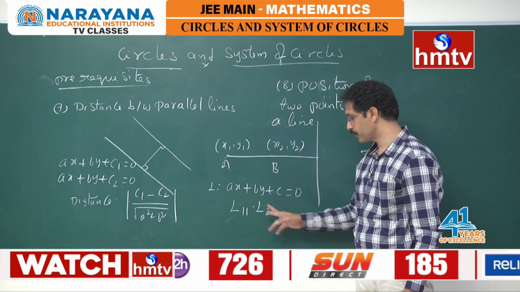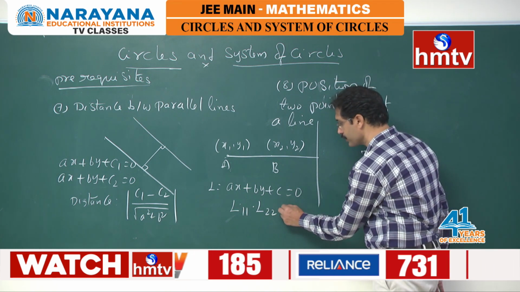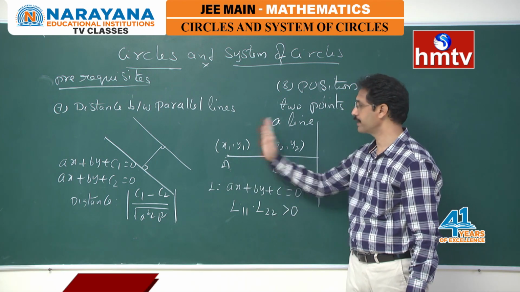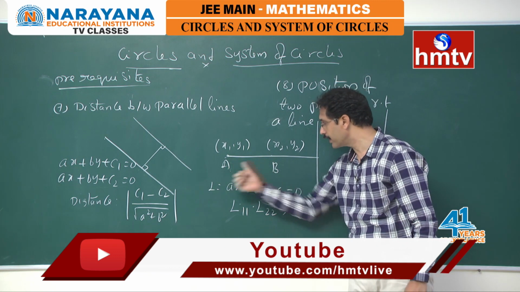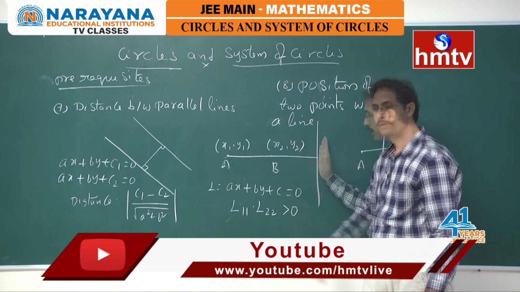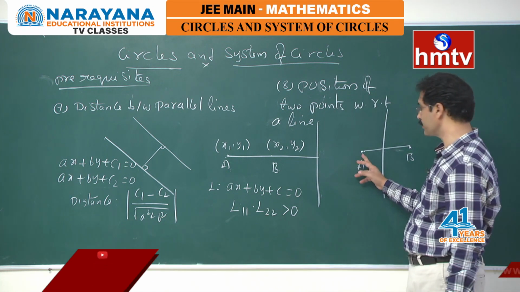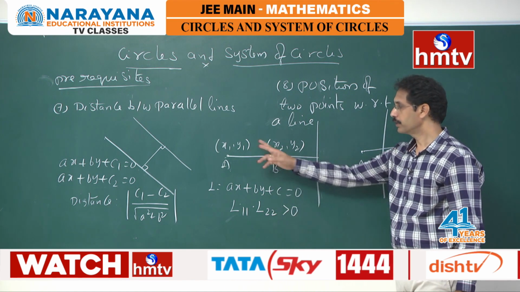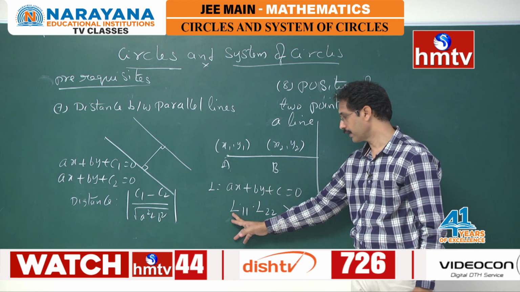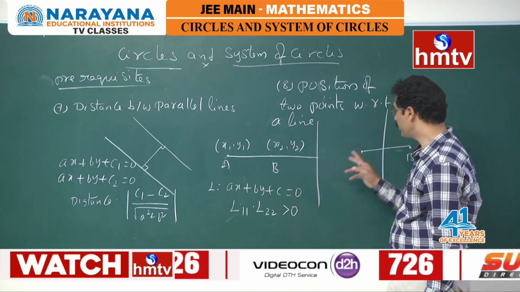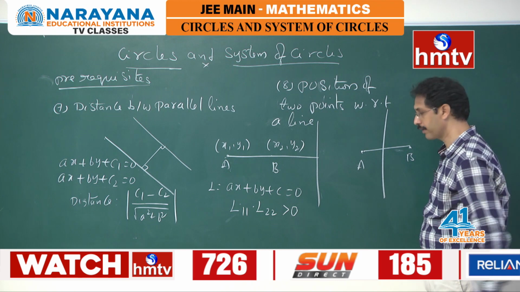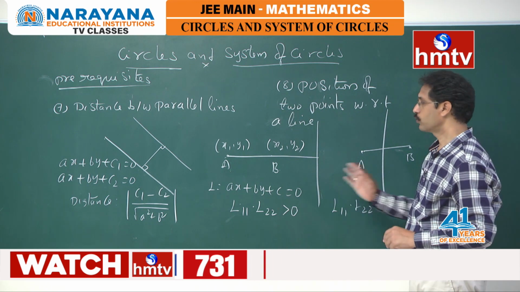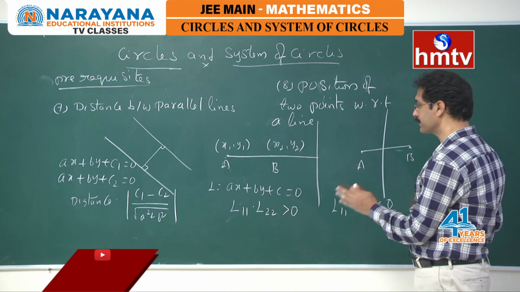Now, if L11 into L22 is greater than 0, then these 2 points A and B lie on the same side of the straight line. Again, if L11 into L22 is less than 0, then these 2 points lie on opposite sides of the straight line. So, if 2 points lie on the same side, remember L11 into L22 is greater than 0. If 2 points lie on either side of the straight line, then L11 into L22 is less than 0. This is the condition for 2 points to lie on the same side or opposite sides of a straight line.